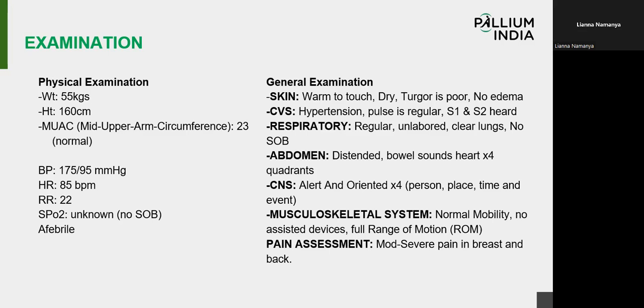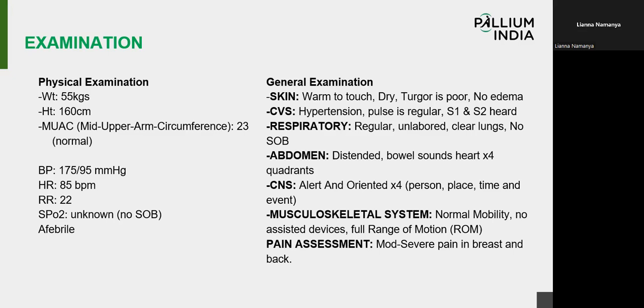She has been afebrile. For her general exam, her skin is warm to touch, dry, turgor is poor. It could be because of her age or dehydration. There is no edema. Her heart is fine, maybe hypertension, as I mentioned. Pulse is regular, S1 and S2 heard. Respiratory is fine. There are no complications there. Abdomen was distended, probably due to constipation at the time, but thankfully that has gone away. Bowel sounds heard in 4 quadrants.